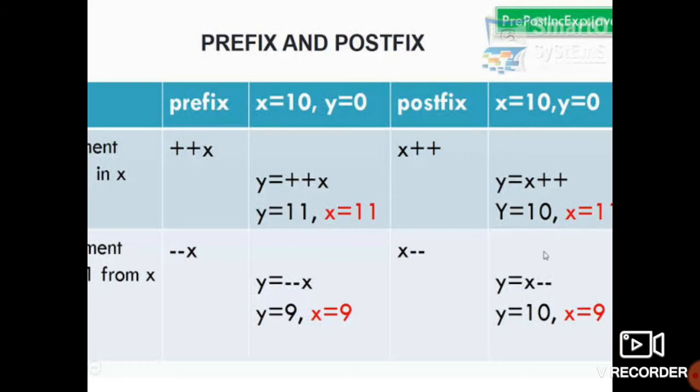But in post increment and decrement, when we talk about post increment, first we will use the number and then we will give an increment to the number. So the value of y will remain the same, that is 10, but the value of x will become 11. In post decrement, similarly the value of y will remain the same, that is 10, but the value of x will decrease and it will become 9.